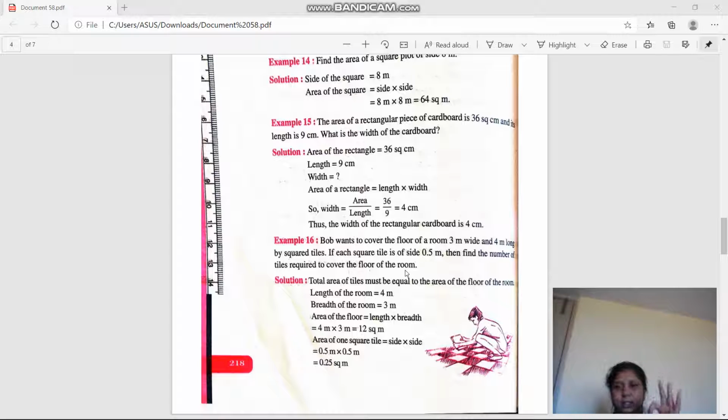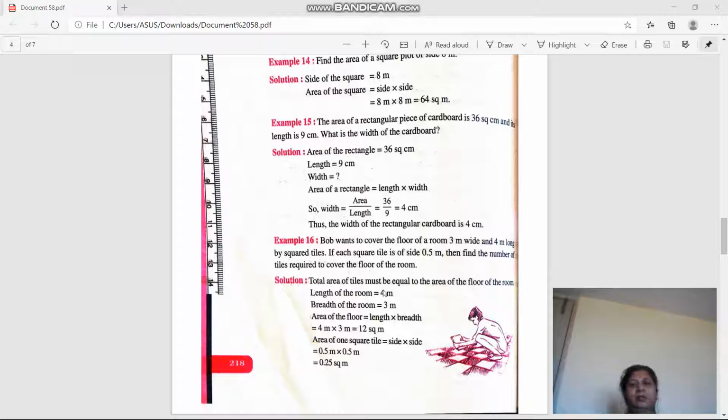If each square tile is of 0.5 meter, so the side is 0.5 and it is a square tile, that means first of all we have to find out the area of the square tile, right? Then find the number of tiles required to cover the floor of the room. So there are three steps. In the first step we have to find the area of the room. In the second step we have to find the area of the square tile. And third, we divide the area of the room by the area of a tile, then we get the number of tiles. Okay, so let's start.